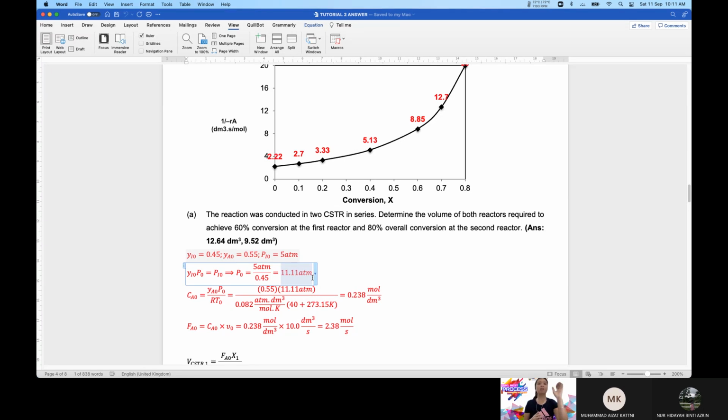Ataupun dalam erti kata yang lebih senang, macam saya kata, dia sebenarnya perkadaran. Maksudnya, kalau 45% ni bersamaan dengan 5 atm, kalau saya ada 100%, berapa atm? So, 100% tu sebenarnya bersamaan dengan 11.11 atm. 11.11 atm ni adalah jumlah tekanan. So, bila 11.11 ni, saya darab dengan fraction A, saya akan tahu dah berapa tekanan A.